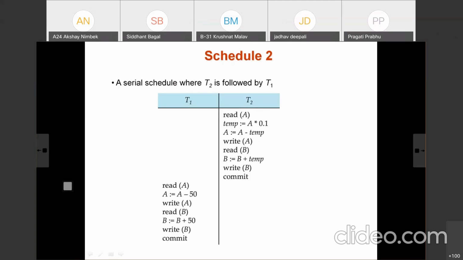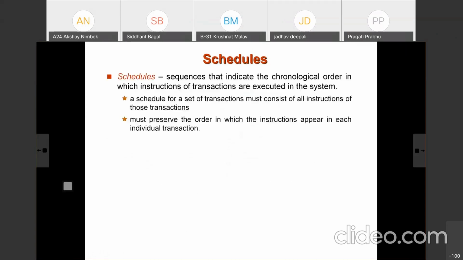Similarly, here it appears in the same sequence. Means we cannot perform read B first and read A later. It must be in sequence. Whatever the sequence, it must be preserved there in the schedule. Read A, then read B. Write A, then write B. So I think it is clear to you what is meant by schedule.